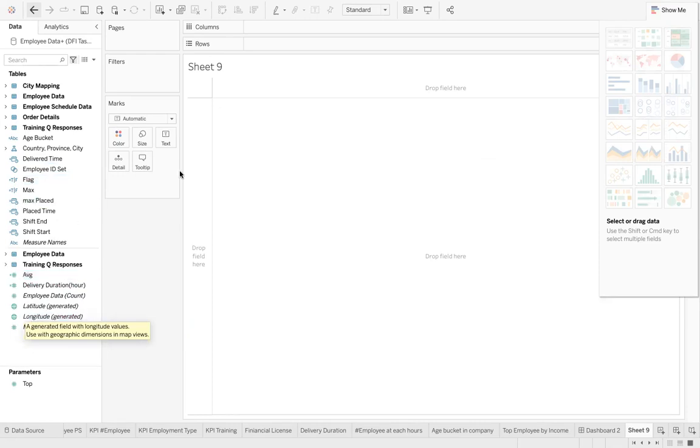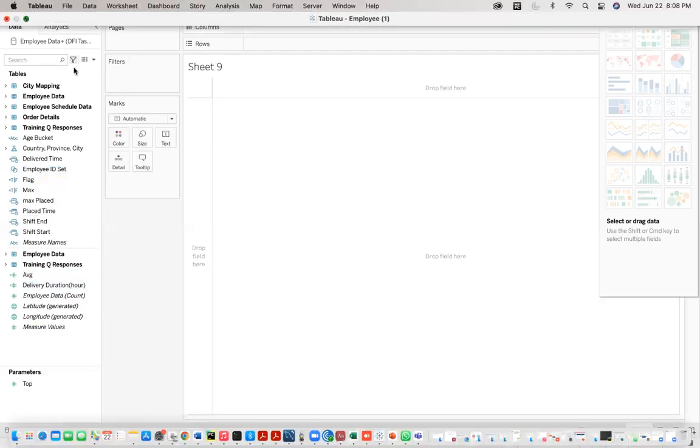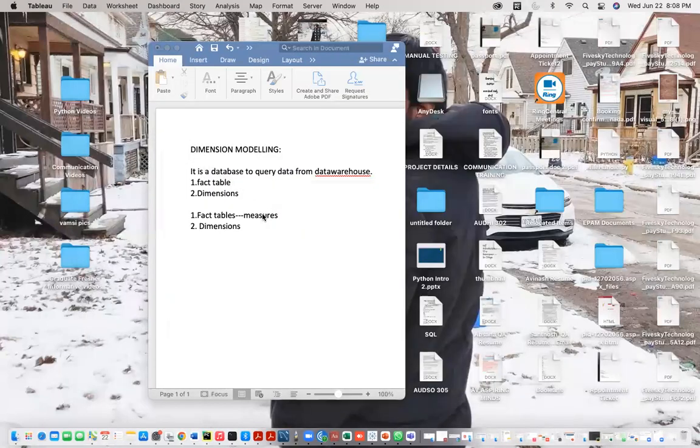These are the main points you should remember when someone asks about fact table and dimensions. Fact table means measures, and measures are in green color, and dimensions are in blue color. Dimensions are qualitative things, and measures are quantitative things. That is the major difference between them.